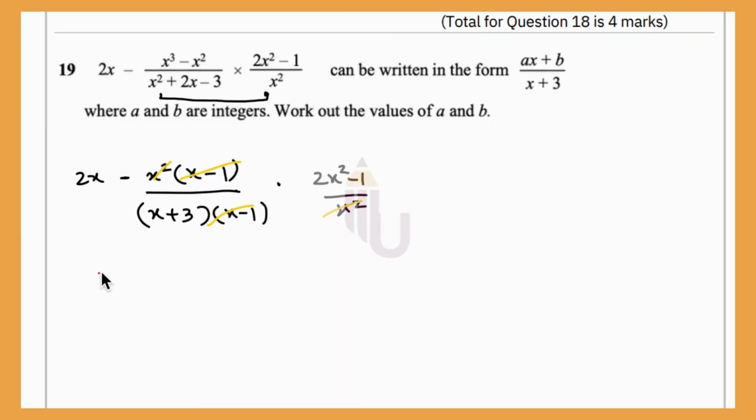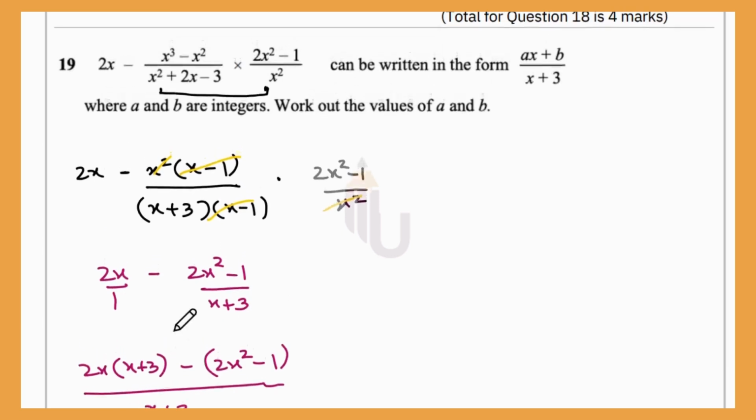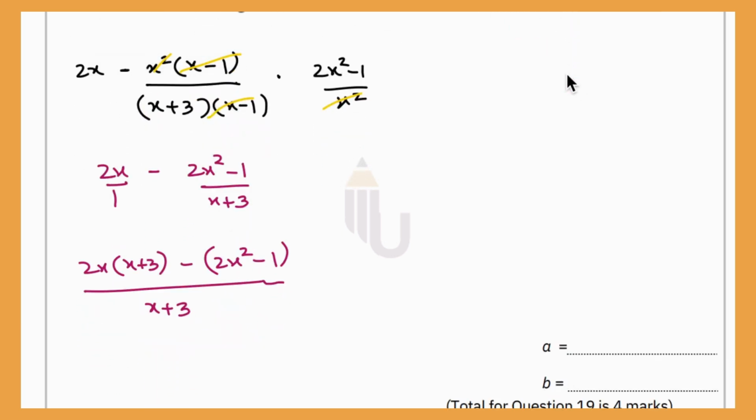Now before moving on, we can just cancel out the common terms and then we will try to solve it further. So now I have 2x minus 2x square minus 1 over x plus 3, and then x plus 3 will get multiplied with 2x minus 2x square minus 1. Put it in the bracket. This is always a good practice. Divide by x plus 3. If we look at what they are asking us to do, so we have already got the denominator x plus 3. We just need to work more in the numerator.